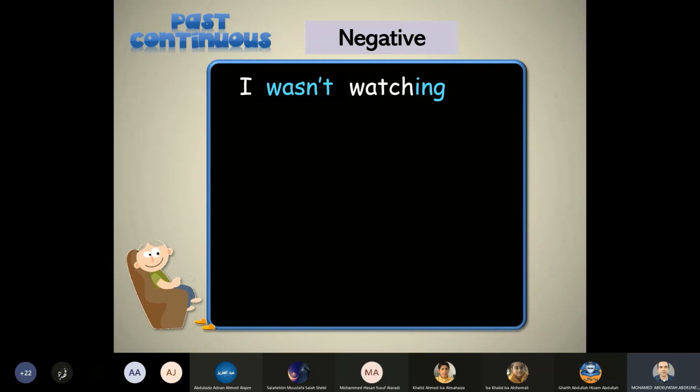Okay, now students, the same will happen with the rest of the subjects. Here you can see the subject you. You was or you were, you were. And for negative add not. You were not watching TV or you weren't. Wasn't and weren't are the short form of was plus not or were plus not. Was not, the short form is wasn't. Were not, the short form is weren't.